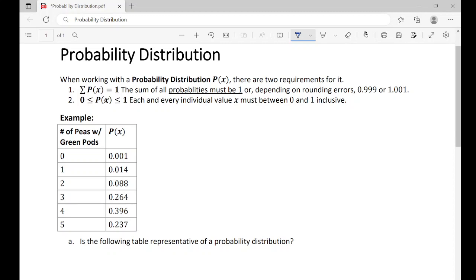And second, P of x needs to be between 0 and 1 for each x value. And it can be inclusive as well. And if you're unsure what inclusive means, it just means the equal to sign. That means your P of x value can be 0 for an x value, or it can be equal to 1 for an x value. But it cannot exceed 1, it cannot be greater than that, and it cannot be less than 0, it cannot be negative.